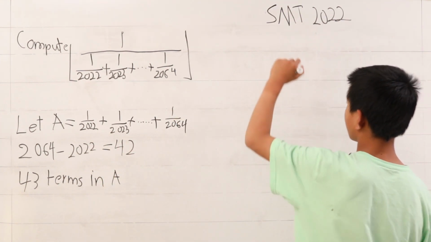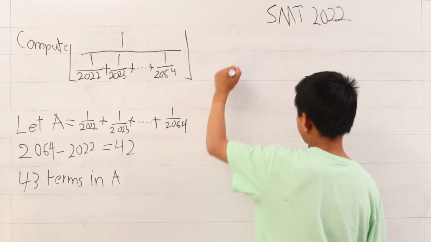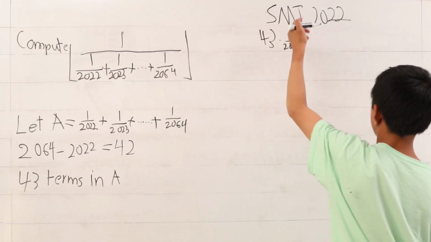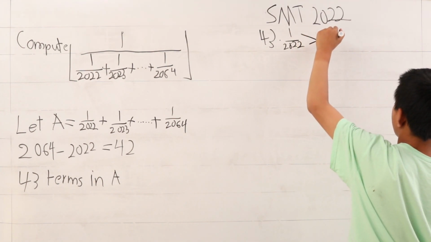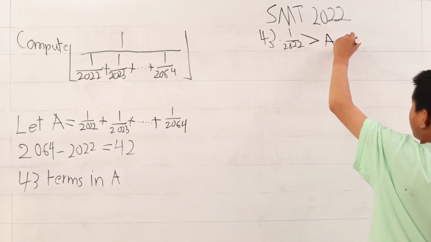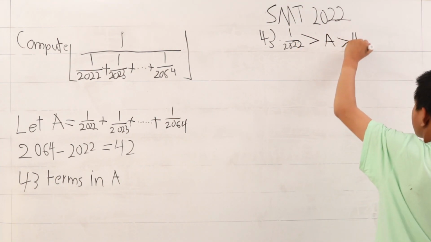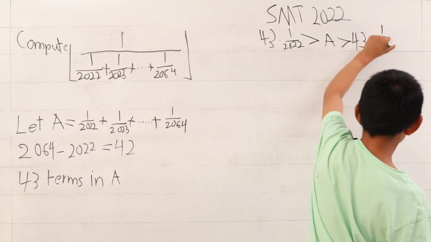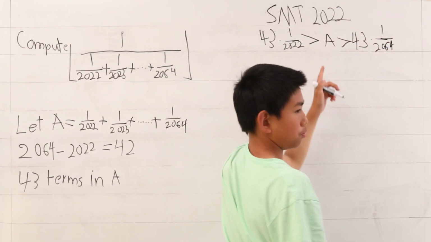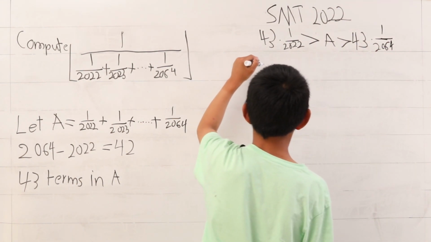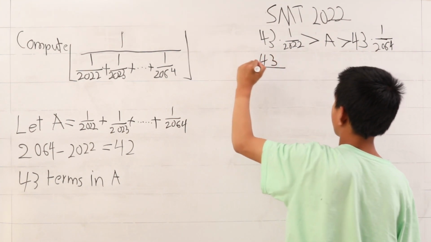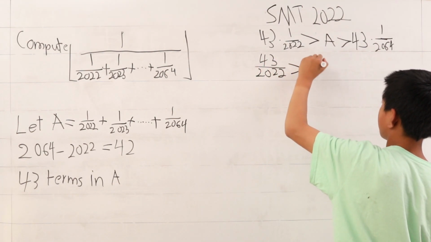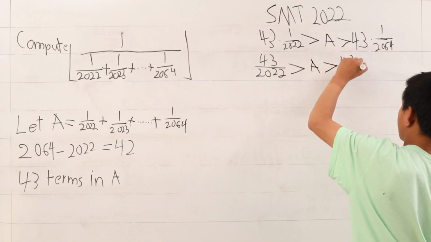So now we can write an inequality expressing the greatest and least terms in A. If you multiply the greatest term in A by 43, then it will be greater than A, which is 1 over 2022. That is greater than A, which is also greater than 43 times the lowest term in A, which is 1 over 2064. So now we can just multiply these out. This here is 43 divided by 2022 is greater than A, which is also greater than 43 divided by 2064.